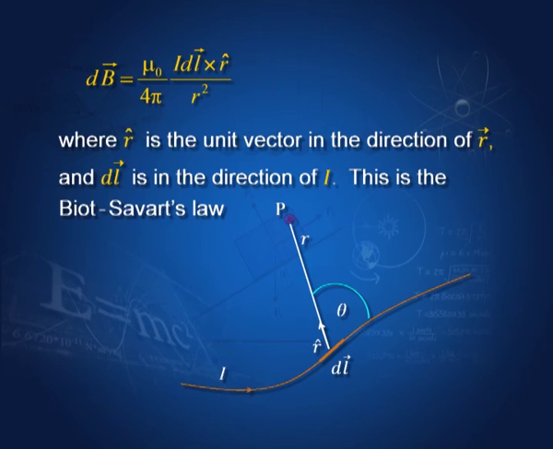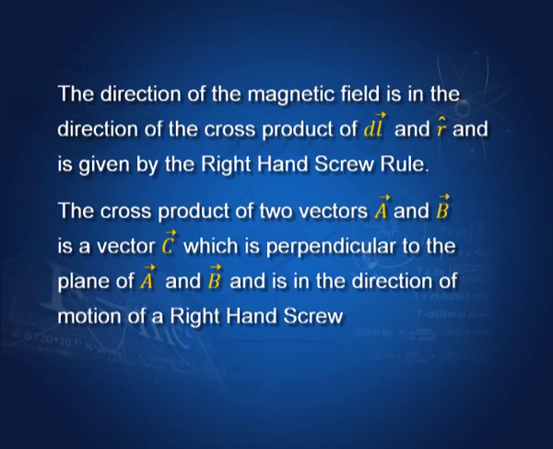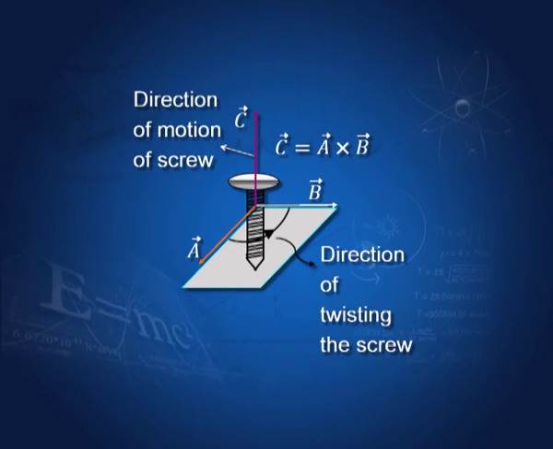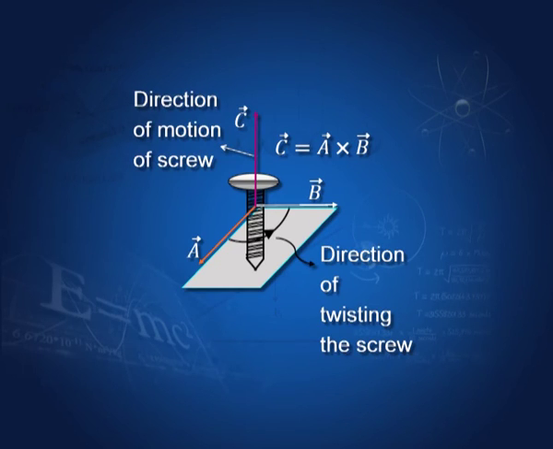This is Biot-Savart's law. As before, the direction of the magnetic field is given by the cross product of dl and r cap, and you know how to get the product using the right hand screw rule. So, I will go from dl to r like this, and you can see if I go like this, then I am taking the screw out. So, the magnetic field at P would be coming out of the plane.